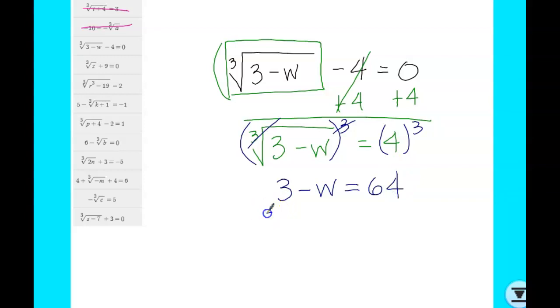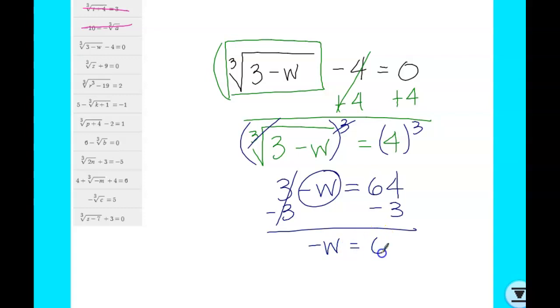And then we just solve our equation. So subtract 3. These add to 0. Make sure you bring the sign down with the w. So this would be 64 minus 3, which is 61. And then we want our variable to be positive, so we're going to either multiply or divide by -1. So w is equal to -61.